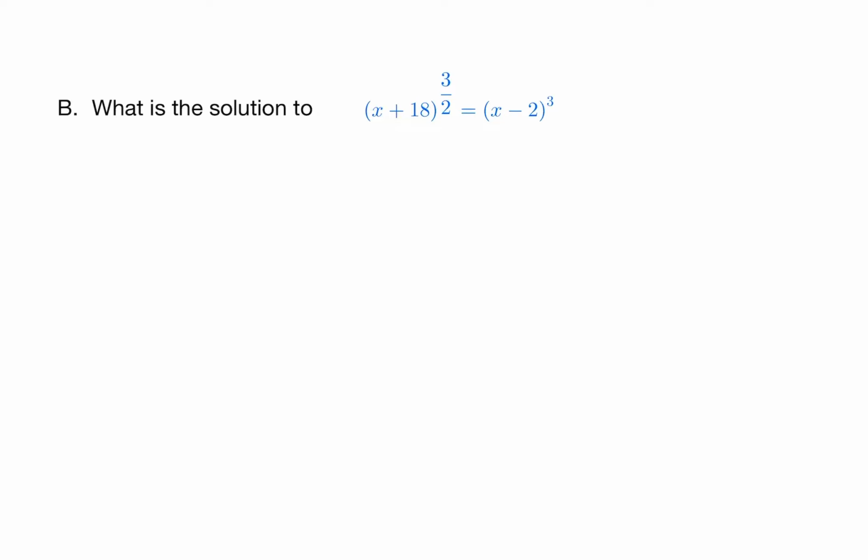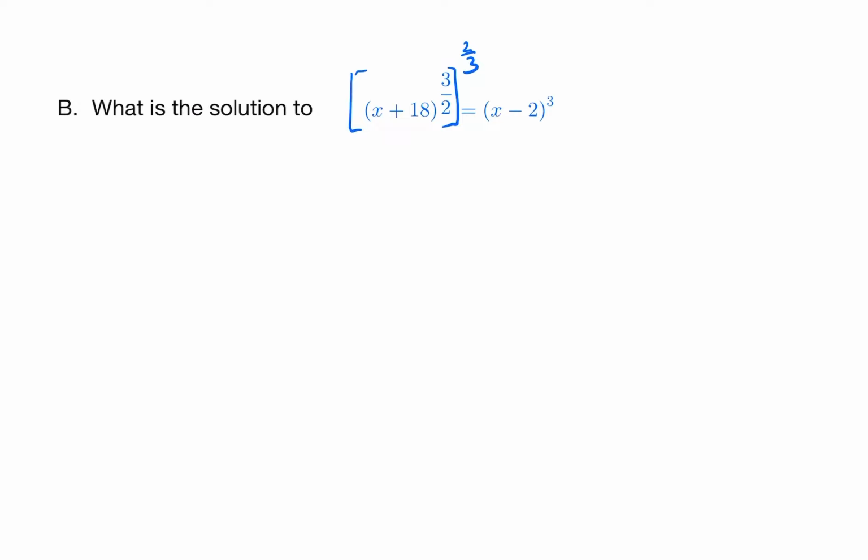which is x plus 18 raised to the 3/2 power is equal to x minus 2 cubed. Okay, so what do we do here? We're going to take this equation and raise it to the 2/3 power. Now, why do we raise it to the 2/3 power? Because we have this raised to the 3/2 power, and so we want to raise it to the reciprocal power, and by doing that, these end up canceling out.